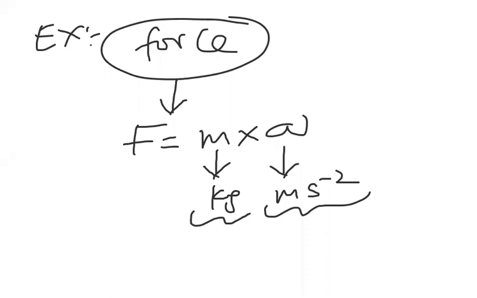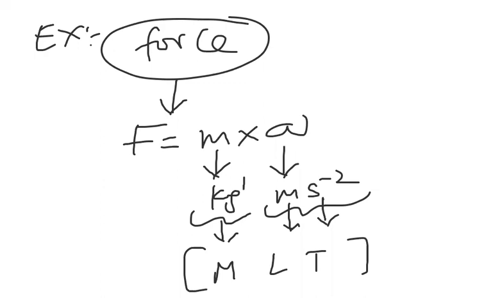Mass is kg. All of these are now fundamental units: meter, kg, and second. So I can write M, L, T. M is mass, L is length, T is time. What is the power raised here? Kg power 1.